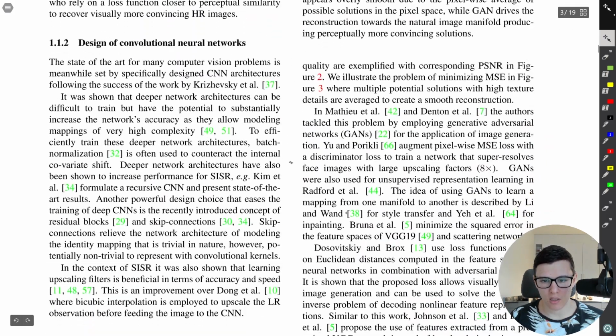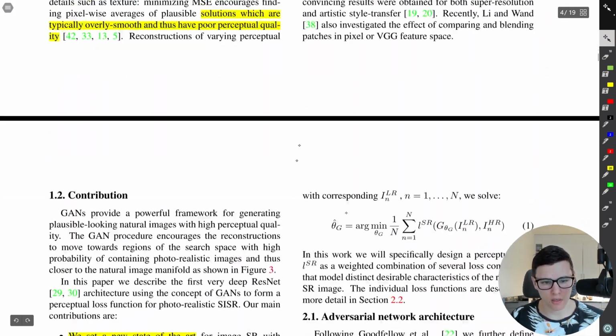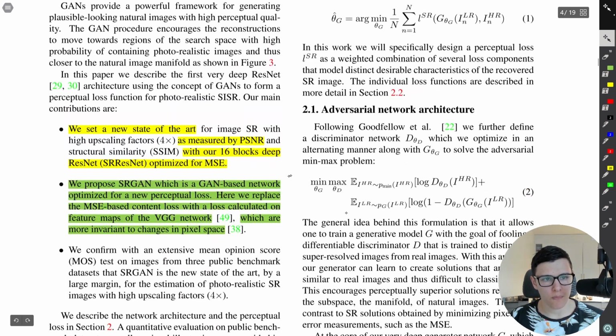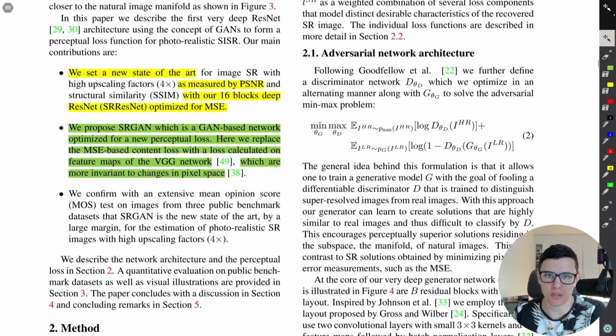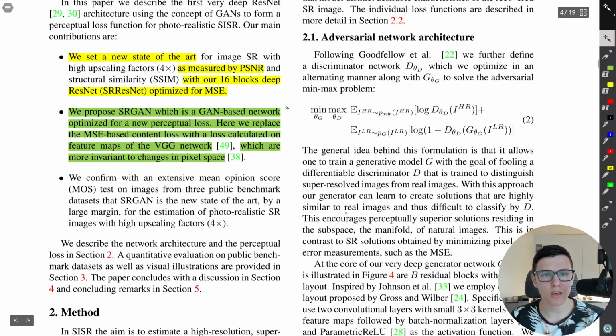So that is sort of the intuition behind that stuff. And yeah, all right. So what they did is, first of all, they set a new state of the art as measured by PSNR, which is not a good metric because it's just for the MSE loss. So just take that with a grain of salt that they set state of the art. It doesn't really matter. But they used a 16 blocks deep ResNet optimized for MSE. And we'll see the architecture very soon.